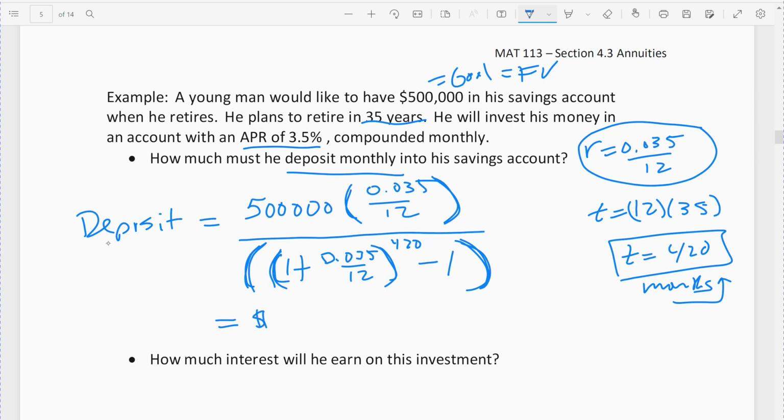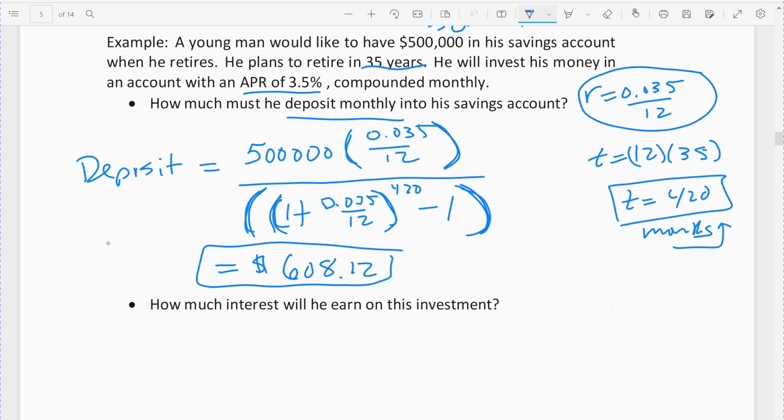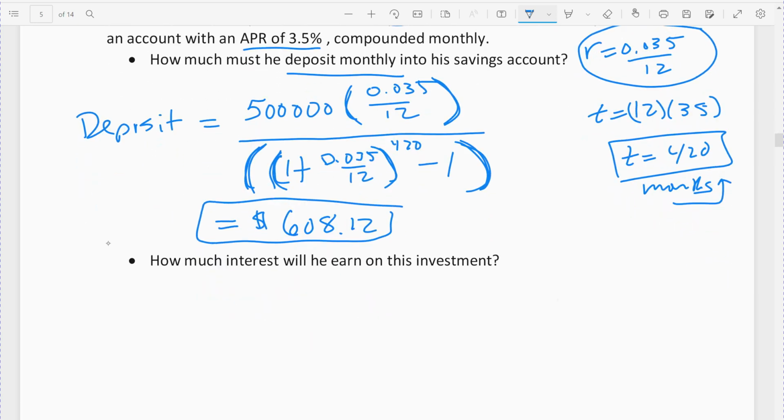All right, when you type it all out, it comes out to $608.12. So every month, for 35 years, he has to deposit $608.12. So again, how much interest? Well, we want to figure out why this is worth his while. First of all, you get to save a little bit at a time, but why? How much interest will he make on his money?